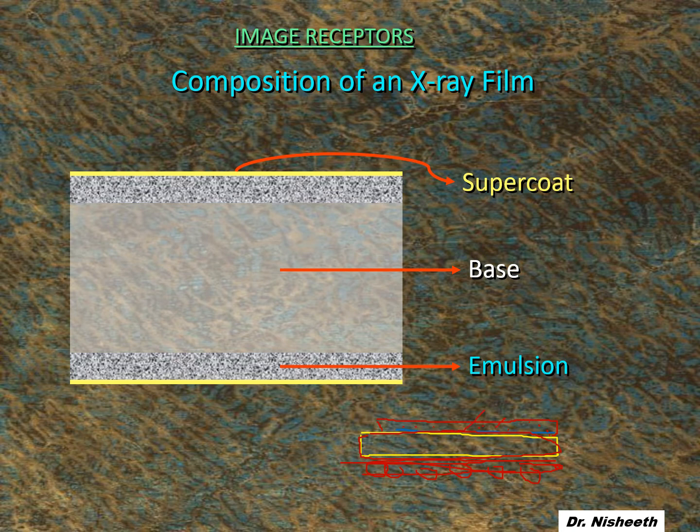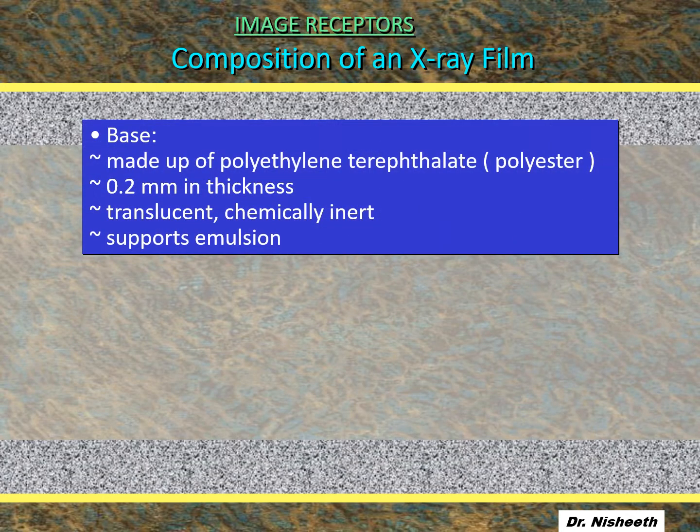Above that, a protective super coat is applied, a protective layer, which is called the protective super coat. So the X-ray film will have a base, an adhesive, emulsion, and a super coat. Let's see the structures. The base is made of polyethylene terephthalate or polyester. It is 0.2 millimeter in thickness. It is translucent, chemically inert, and it supports the emulsion. Its basic function is to give support.